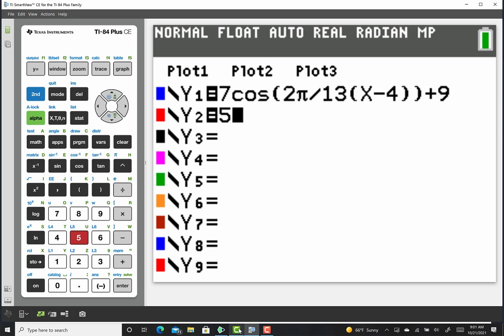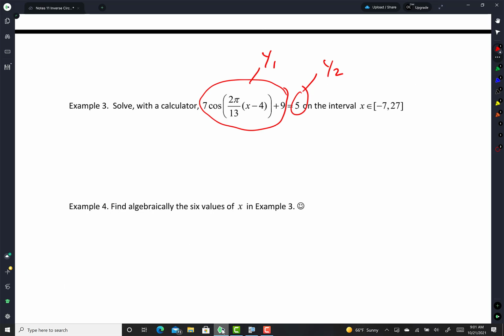Okay, now we have to learn how to use the window. All right, you guys ready? I haven't pushed graph yet because we need to know how to fix the window. On this one, this means that your domain is specifically between negative 7 and 27. That epsilon there stands for x is within negative 7 to 27. It's part of set theory.